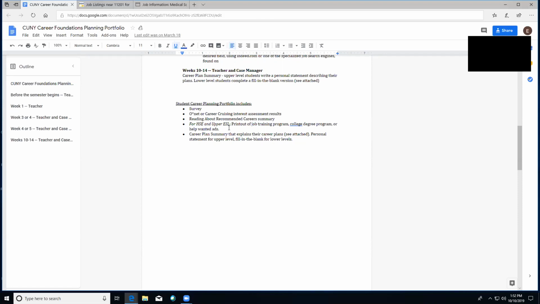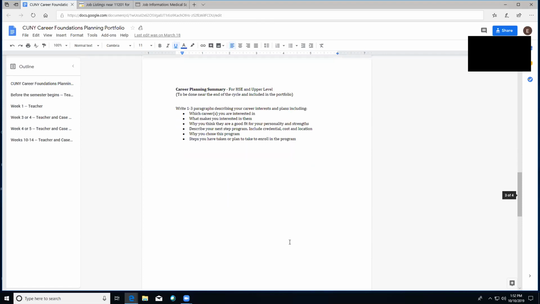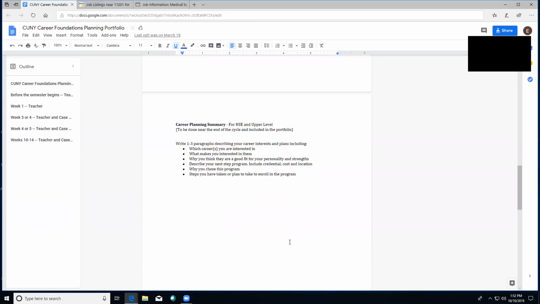Now let's figure out within CUNY or within our local area, where are the preparation programs that will fulfill that requirement? And then I have this summary at the end where students write about their process in researching their career pathway. So here I have, what careers are you interested in? What makes you interested in them? Why do you think they're a good fit for you? What would your next steps be, etc.